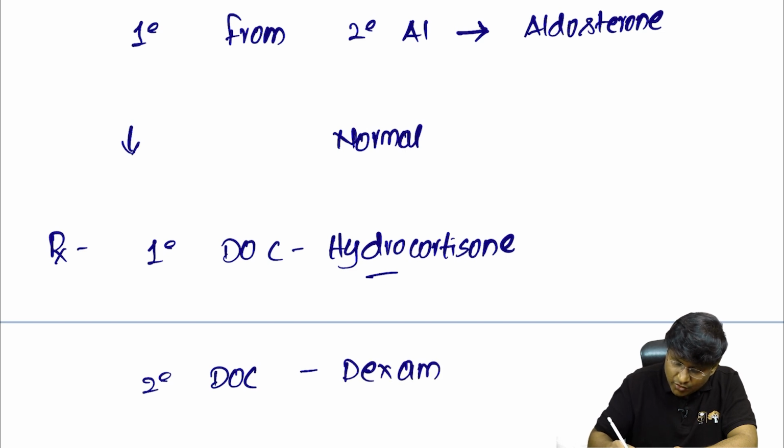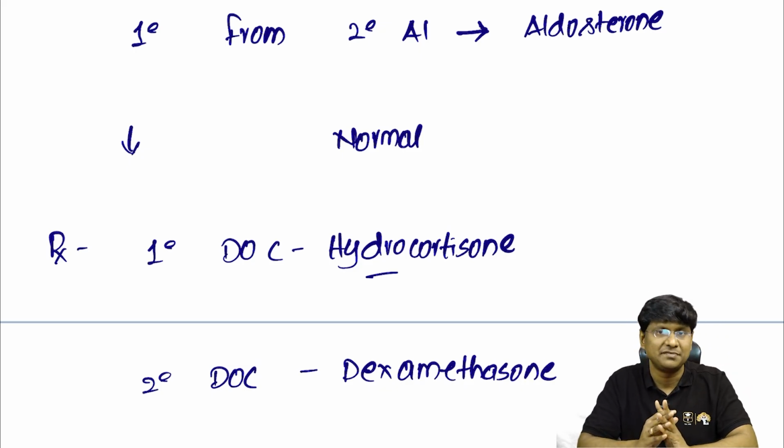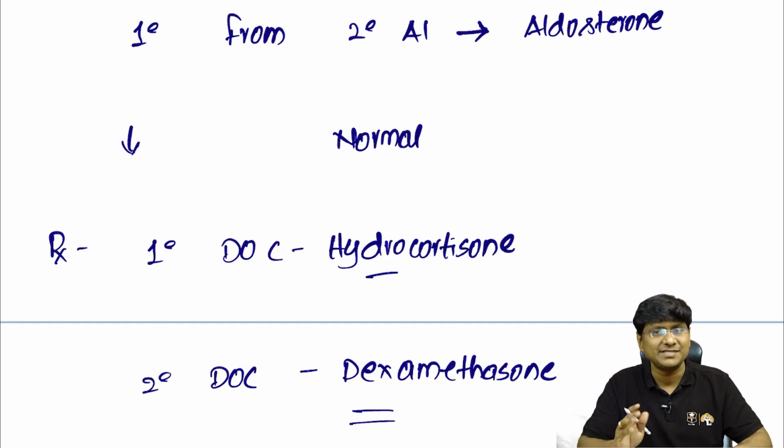Because in secondary adrenocortical insufficiency, what did we discuss? That in secondary, only steroid deficiency will be there and aldosterone levels will remain normal. So you need to give a drug which has maximum steroid activity, and that particular drug which has maximum steroid activity is dexamethasone. So these are some of the very important points related to Addison's or adrenocortical insufficiency.